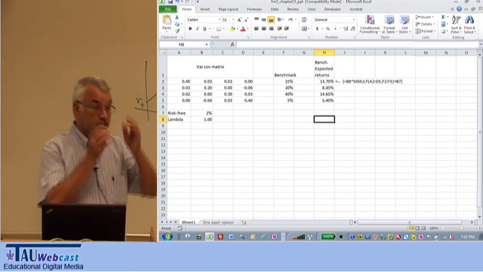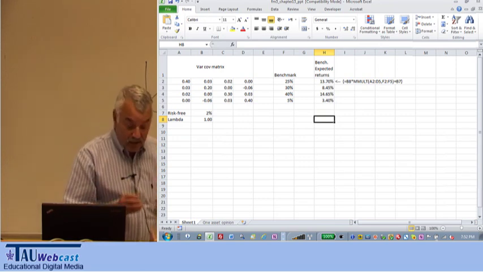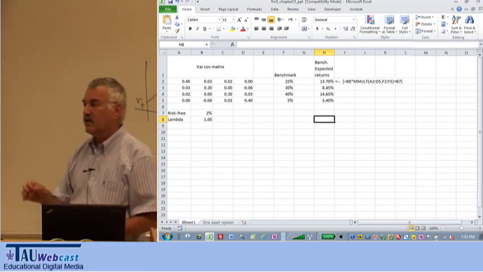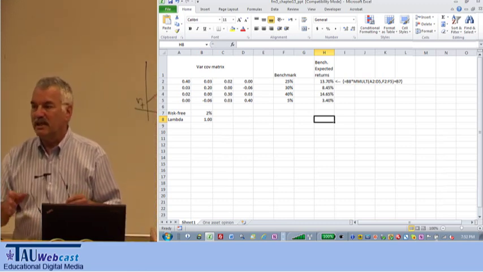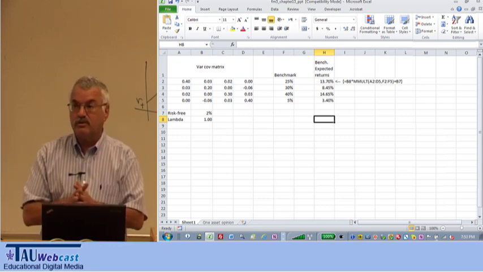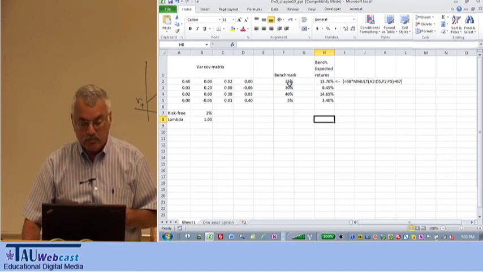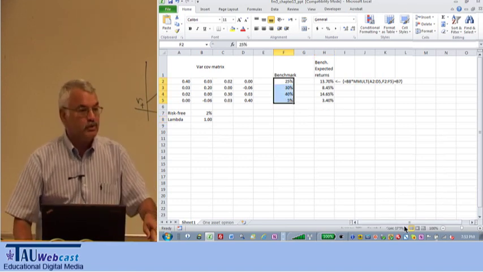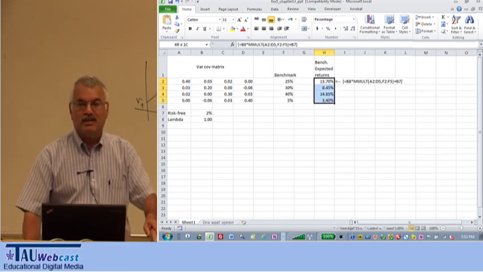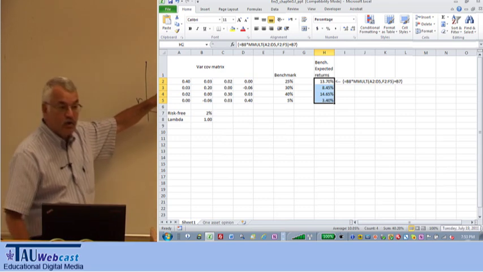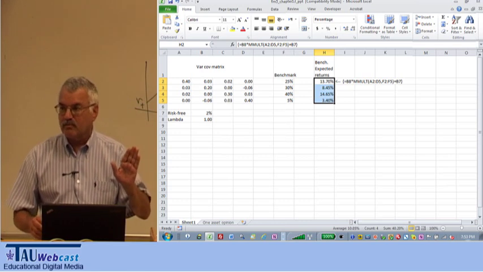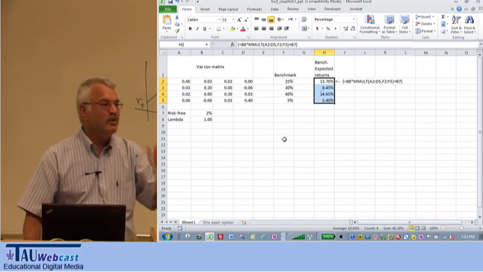Okay, so here's the story. Given a risk-free rate of 2%, given a lambda of 1, and we're not quite sure what lambda means, but given a lambda of 1, given the variance-covariance matrix, given the benchmark proportions, the expected returns that put the benchmark on the frontier are these returns. All right, let's check that. Before we do anything else, let's check.